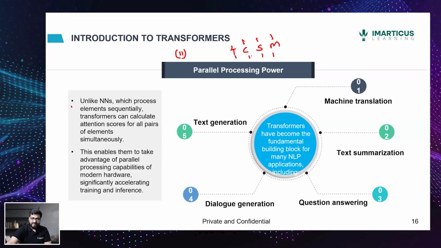So like discussed, unlike RNNs, neural networks, which process elements sequentially, the transformer can calculate attention scores for all pairs of elements simultaneously. So everything is going to happen together for us. This enables the advantage of parallel processing, and with modern hardware that we have, it is going to significantly increase the training speed and the inference speed. That is, the understanding of the sentence is going to happen faster, and even the prediction is going to happen faster for us.